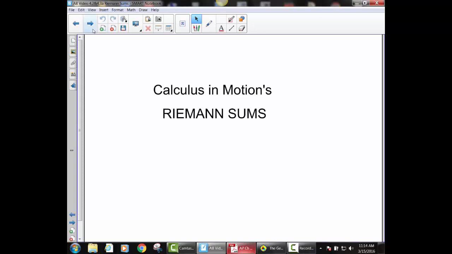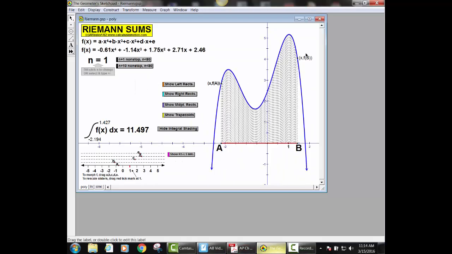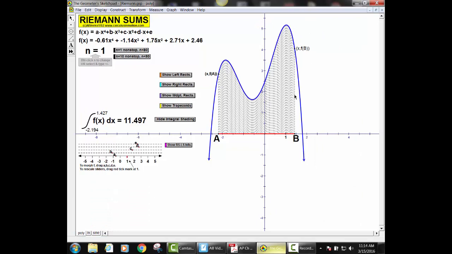4.2/4.3a. I'm going to do these together. So the first thing I want to do is look at calculus in motion to show you an example of what I'm talking about here.